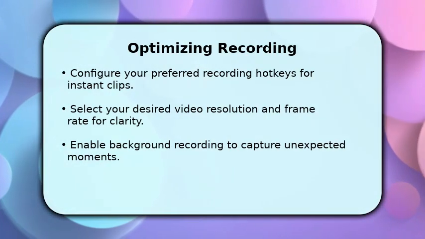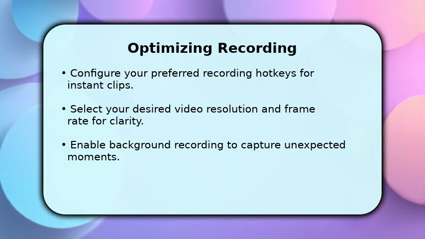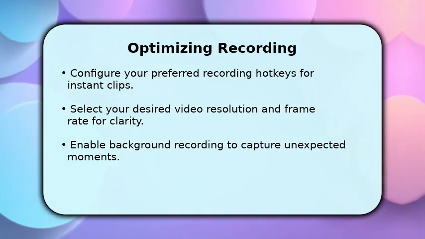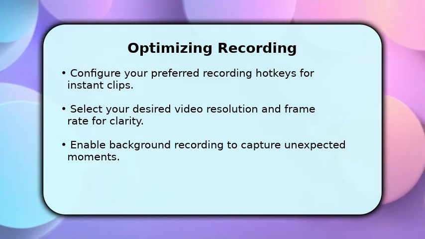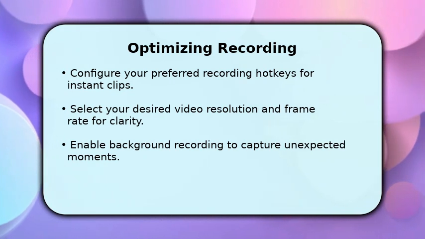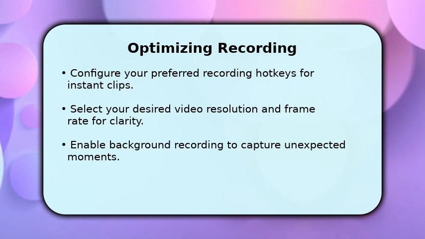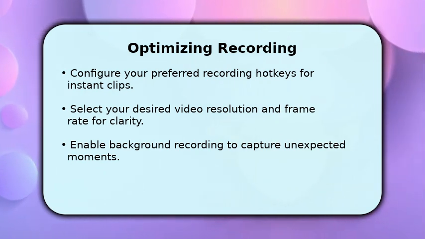Next, let's optimize your recording experience. Head to the hotkey settings to assign your preferred key combinations for instantly capturing clips. Then, fine-tune your video quality by selecting your desired resolution, such as 1080 pixels, and a smooth frame rate, like 60 frames per second. Remember to enable background recording. This ensures you never miss an epic moment, even if you forget to press record.